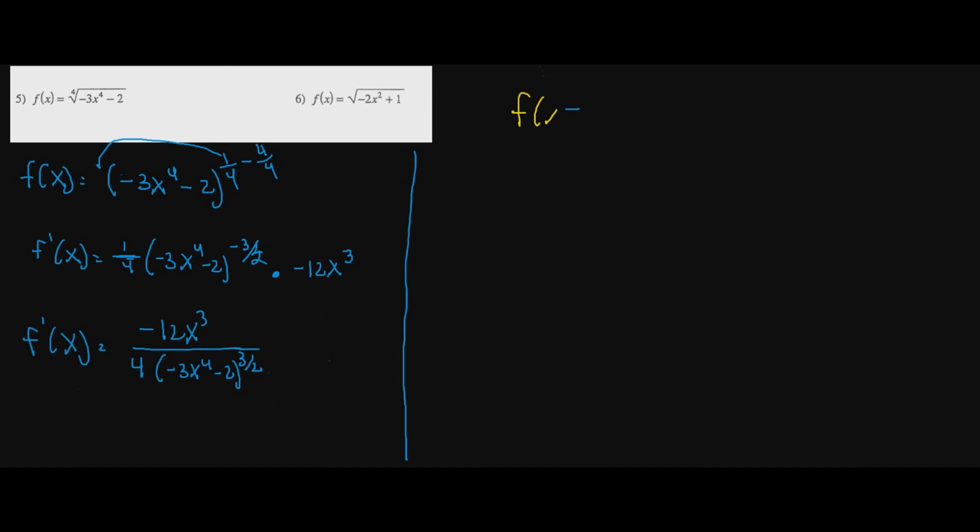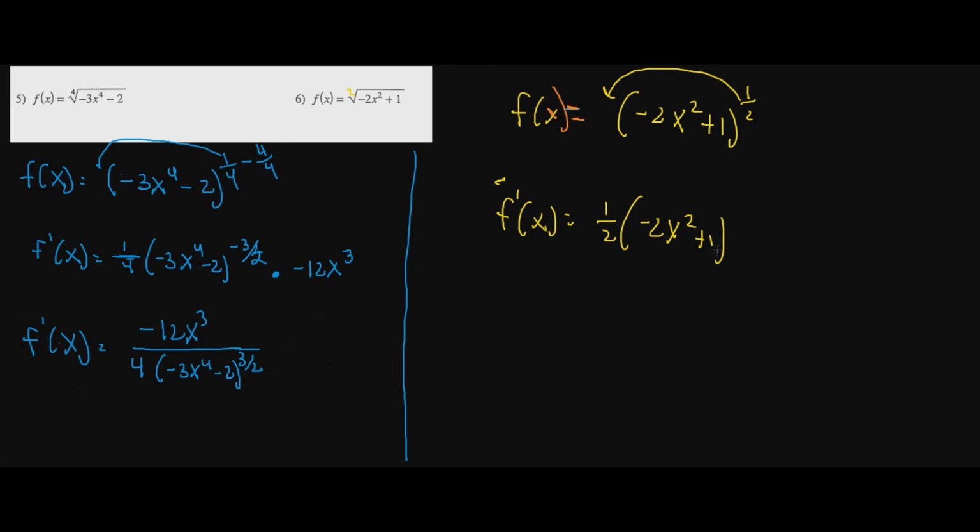Let's go to number 6 here. We get f of x is going to equal, oops, wrong color. Okay, well, there's no number out here, but remember, square root, it's like an invisible 2. So this whole thing is going to be negative 2x squared plus 1 raised to the 1/2. So if we go to take the derivative of this, boom, boom, boom, boom, we're going to bring the 1/2 down. We get 1/2 negative 2x squared plus 1.